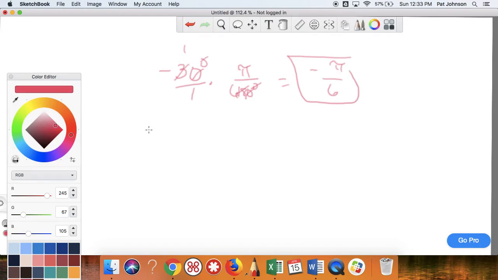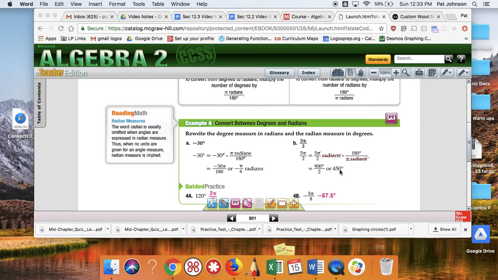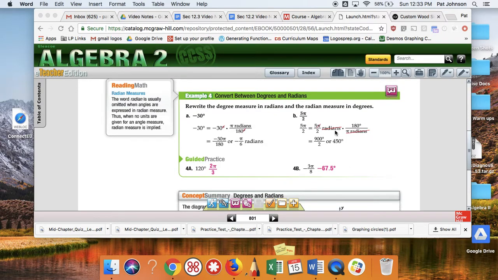Now if I want to convert 5 pi over 2 to degrees, I'm going to multiply by 180 degrees over pi radians, because I want my pi's to cancel and my radians to cancel. I'm going to simplify, and 5 times 90 is 450 degrees. See how easy that is? But the key here is you have to know your fraction rules, and you have to know how to multiply and how to reduce. And you just basically know that pi radians equal 180 degrees.